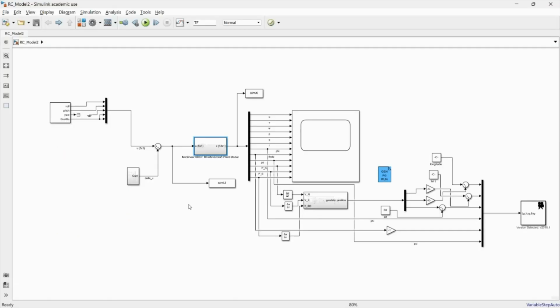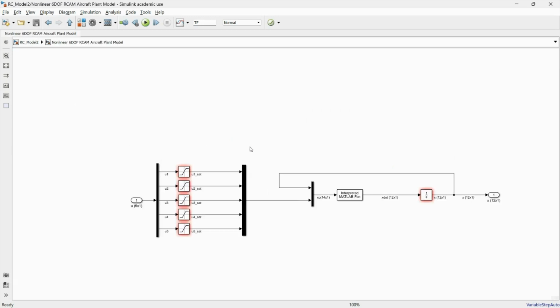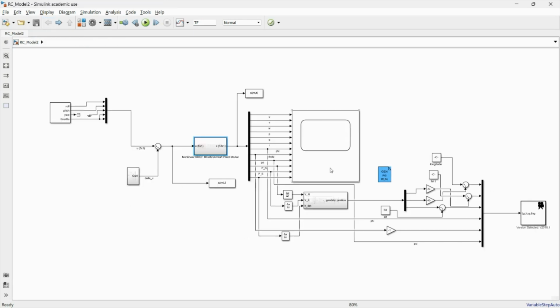This is our Simulink model. The model starts with a joystick block set which takes in 5 user inputs. These 5 inputs are sent to the nonlinear 6 degree of freedom RChem model block set. These 5 inputs are sent to the code shown earlier using the interpreted MATLAB function, and we get 12 outputs. These 12 outputs are sent to the scope block set.